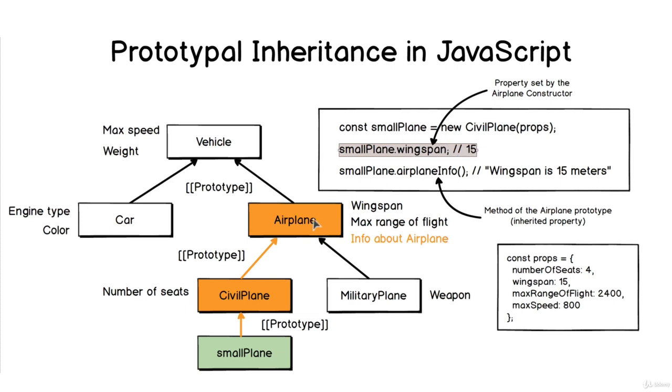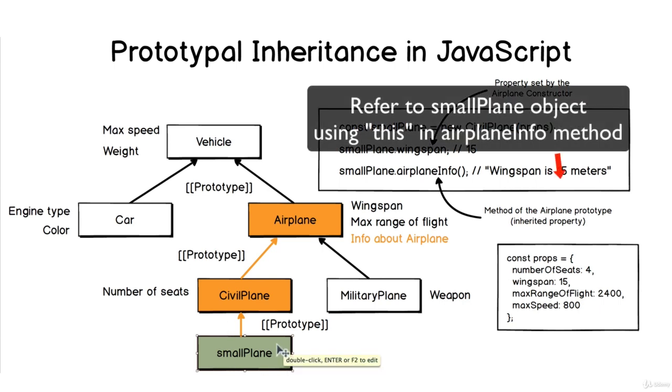But now the interesting part. Let's suppose that the airplane prototype contains a method called airplane info. And this method returns, for example, such kind of string: wingspan is, and adds the value of the wingspan for the specific object. And in this case, this object doesn't have this method. This prototype also doesn't have this method. That's why JavaScript will move up through the prototype chain and will find this method only in this prototype. And that's why we will be able to invoke this airplane info method here on this small plane object. And for example, we will get this result: wingspan is 15 meters. Please note that 15 is a property of the small plane object. It is not a property of airplane. It is taken dynamically from this small plane object using the reference using this. And we will talk about this later on.